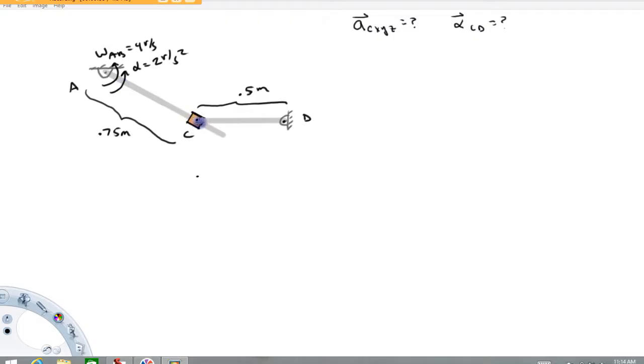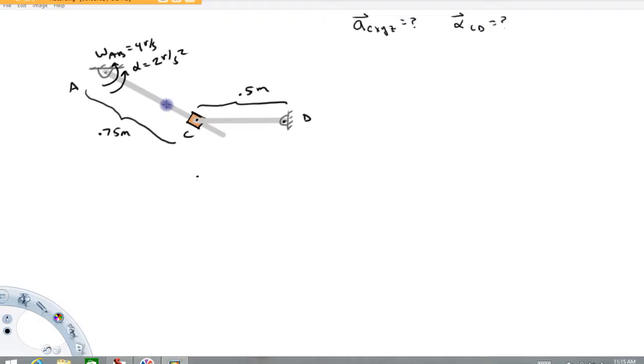This is like a collar that's free to slide along this bar. The collar is connected to bar CD here, which is 0.5 meters long. And some things to notice about this. Because of this angular acceleration and this angular velocity, we know that this collar also is going to be rotating, and we know that it's going to have an angular acceleration, no doubt. And this point right here will actually have an acceleration along this bar as well.